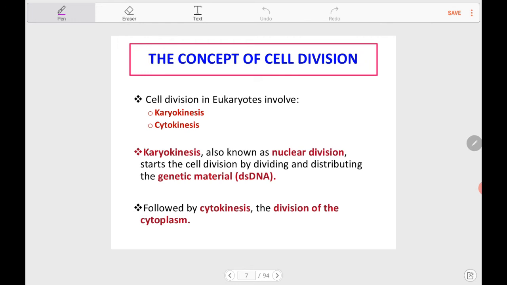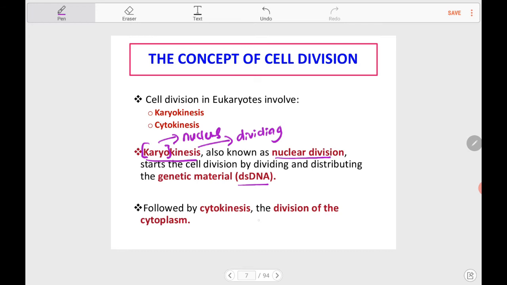Next, cell division in eukaryotes involve Karyokinesis and Cytokinesis. So Karyokinesis bermaksud nuclear division. So the word karyo refers to nucleus. Kinesis refers to the process of dividing. Okay, so Karyokinesis bermaksud the division of the nucleus. So itu yang penting untuk Karyokinesis, iaitu untuk divide the genetic material between the two daughter cell.